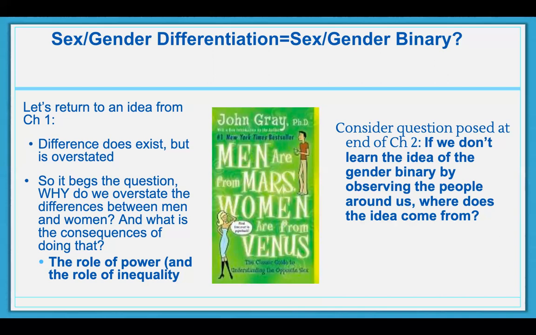There is that kind of relationship between overstated difference and these systems of inequality that relate to who has power in society and who doesn't. And so the question that's posed at the end of chapter 2: if we don't learn the idea of the gender binary by observing the people around us, where does this idea come from? Right? So that's what I really want you to take a moment to consider. If you really stopped and took a hard look at people and pushed past the personal exception theory, what you probably would see is that a lot of people are cutting deals. And if you really stopped and thought about a lot of our bodies, then you'd realize that without body work, a lot of us are not vastly different outside of, like I said, our genitalia.